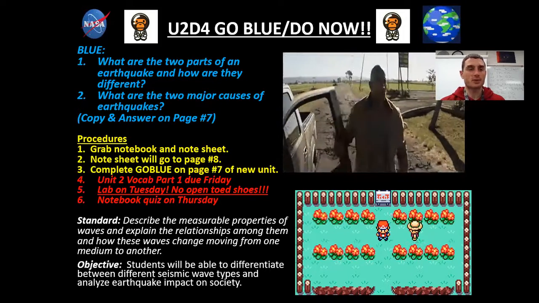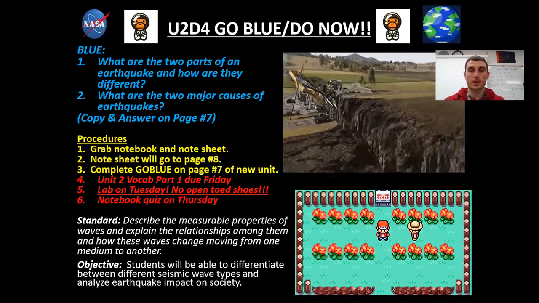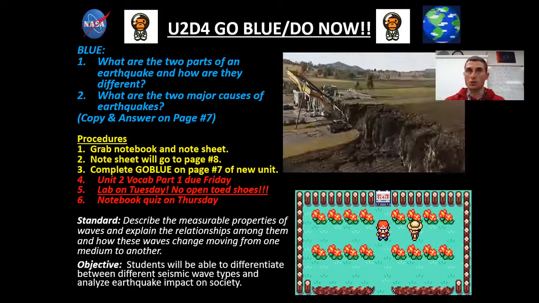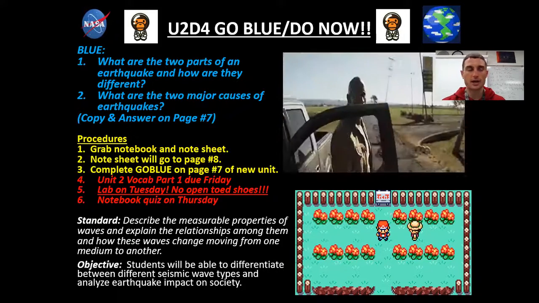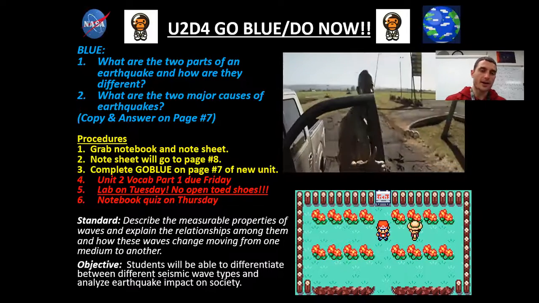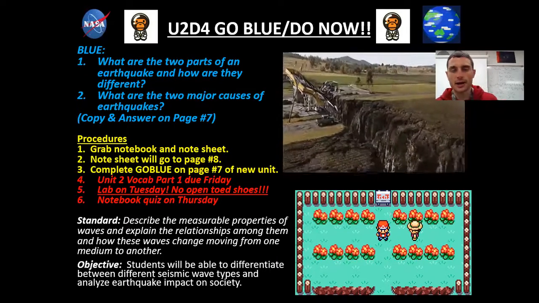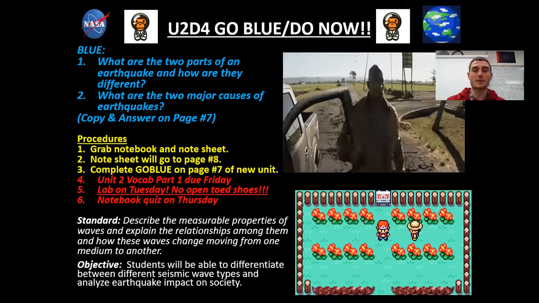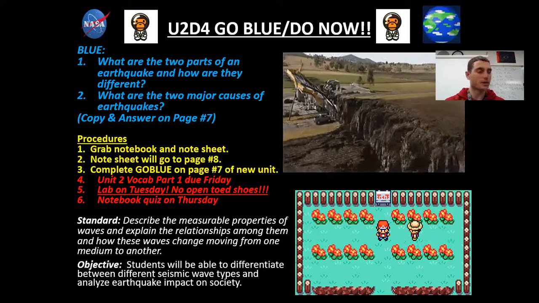We finished the layers on page 4. We finished the oceanic crust and continental crust, right? We should have the layered drawing on page 3 of our notebooks now. And now we're continuing from pages 5 and 6 and going to page 7.